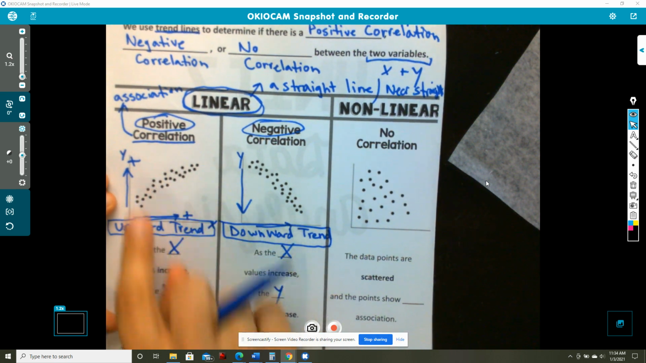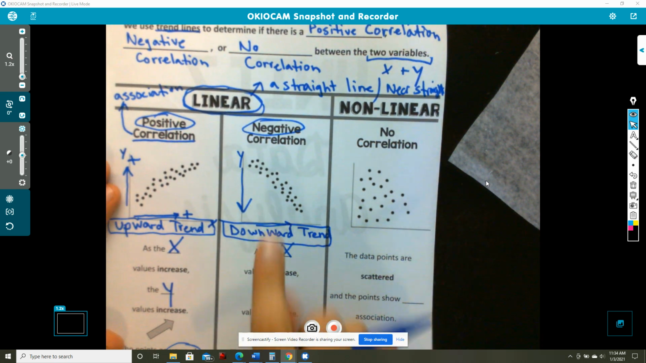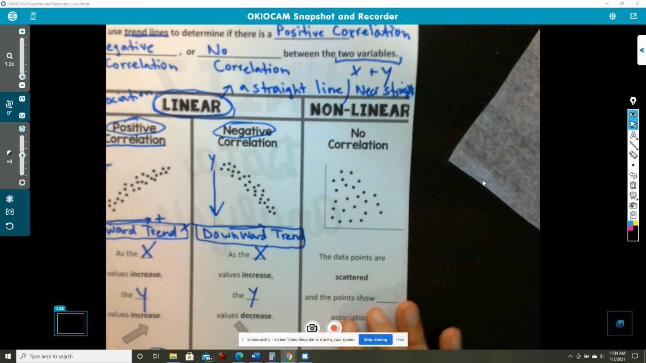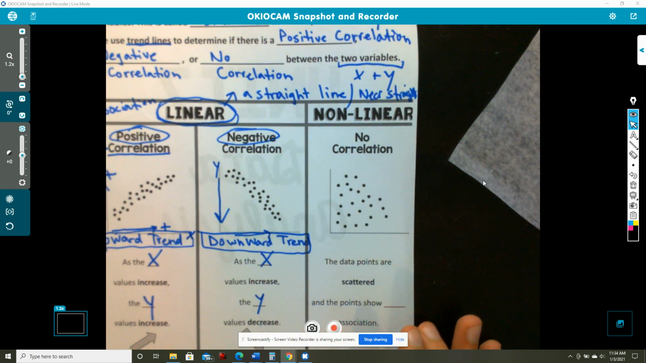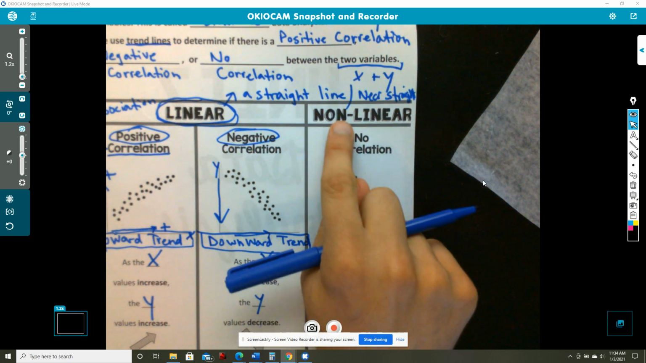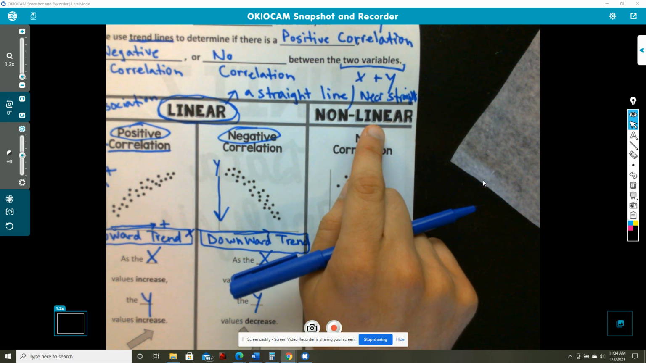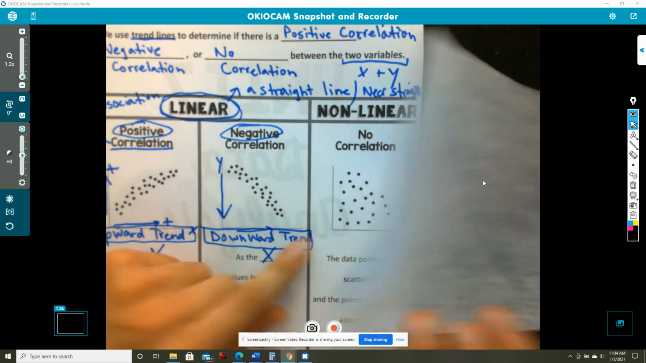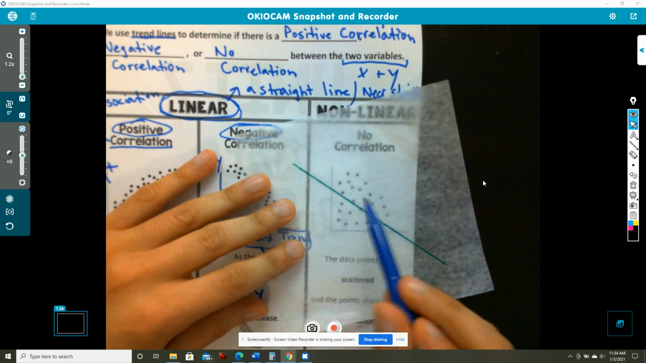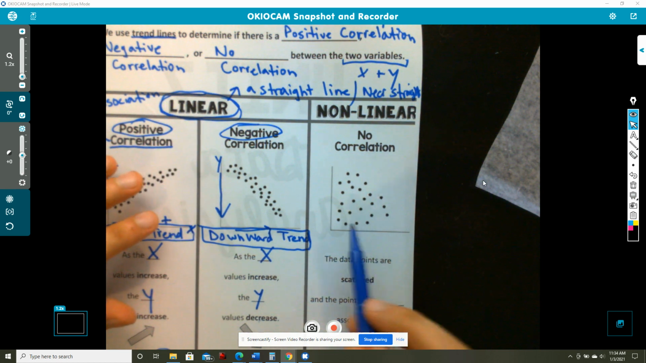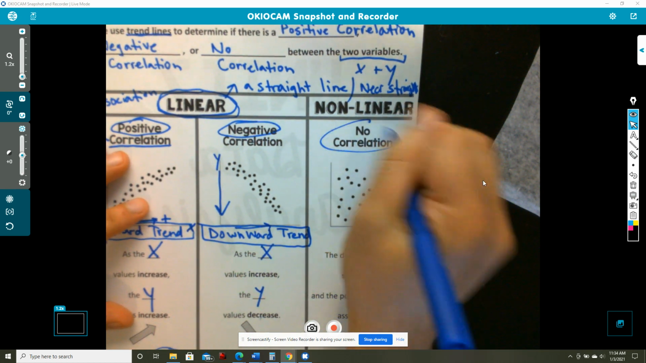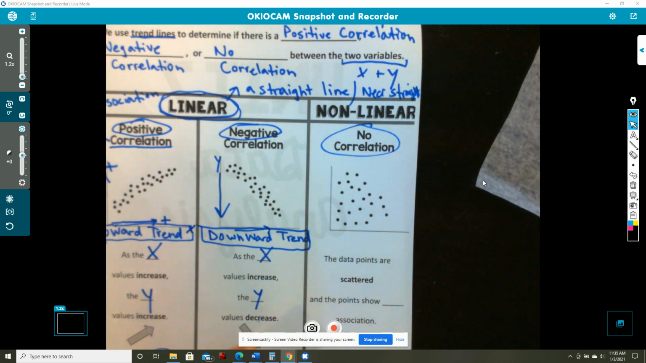All right, so positive correlation is an upward trend. Negative correlation is a downward trend. Let's take a look at no correlation. So no correlation is nonlinear. If linear means straight line, nonlinear is going to mean not a straight line. So you have to look, is any of this making a straight line? No, it's not. The data is all over the place. So that means there's no correlation. There's no type of correlation.